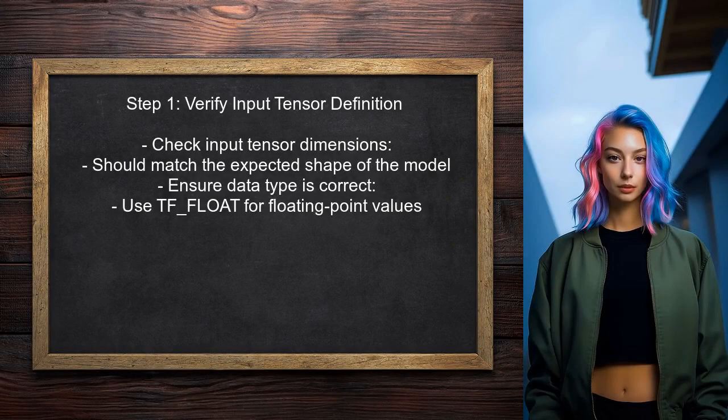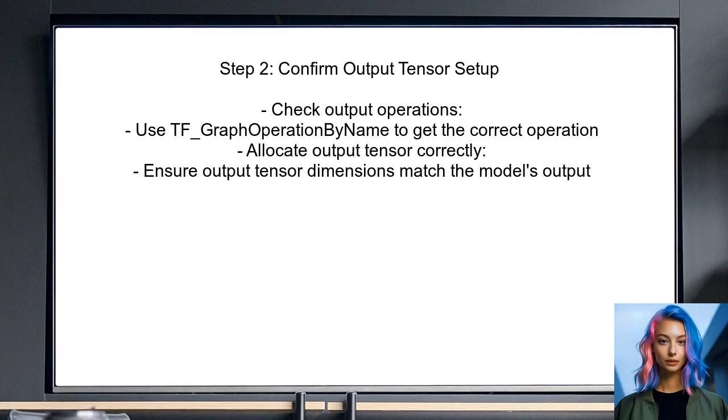To address the segmentation fault issue, the user should first ensure that the input tensor is correctly defined. This includes checking the dimensions and data types. Next, the user should confirm that the output tensor is properly set up. This involves ensuring that the output operations are correctly referenced and that the output tensor is allocated correctly.